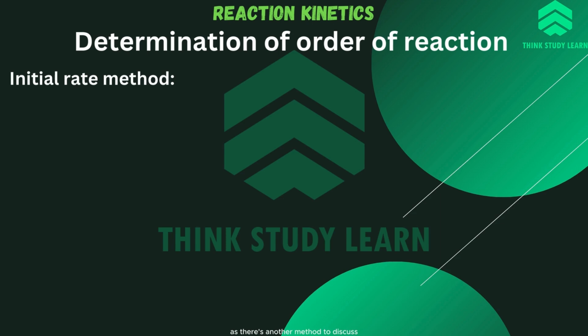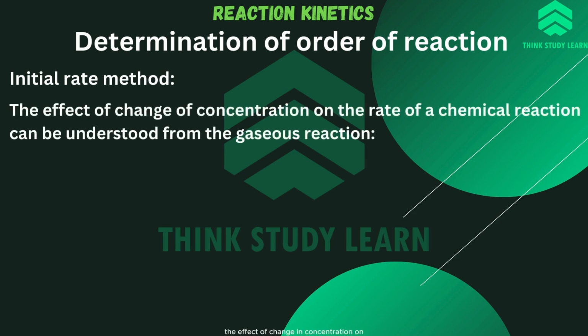There is another method to discuss, which is the initial rate method. The effect of change in concentration on the rate of a chemical reaction can be understood from the following gaseous reaction. This method helps us find the effect of change in concentration on the rate of a chemical reaction, and by this we can find the order of reaction. The equation is 2NO, meaning 2 moles of nitric oxide, plus 2 moles of hydrogen, gives 2 moles of water plus nitrogen.